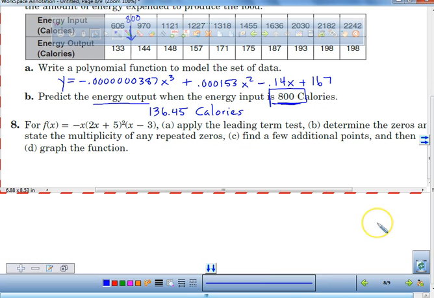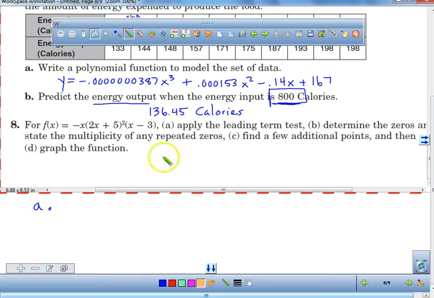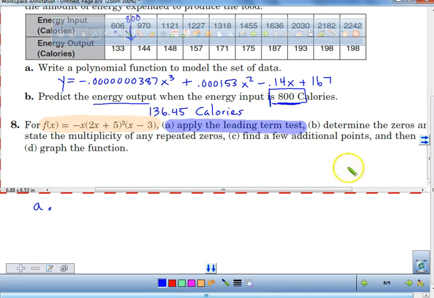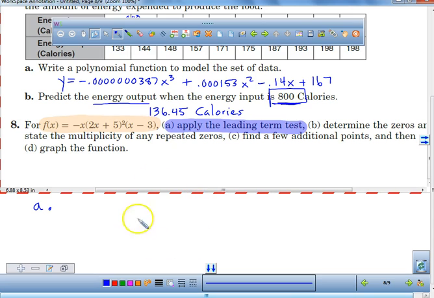All right. What we're going to do is look at problem number 8. Problem number 8 has A, B, C, and D answer choices. So right now, look at problem number 8. It says we're trying to evaluate this function right here. First of all, we need to apply the leading term test. Now, the leading term test is talking about different functions.